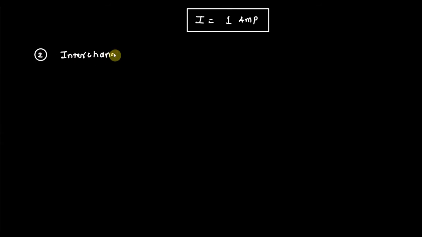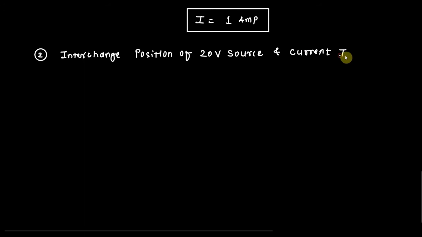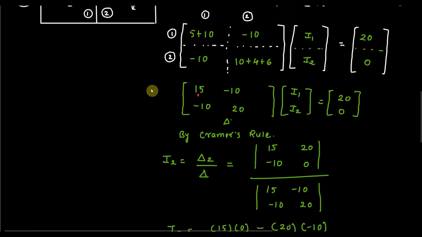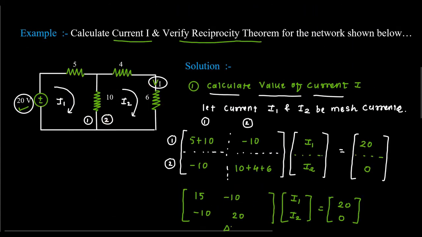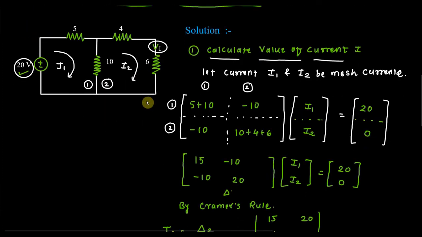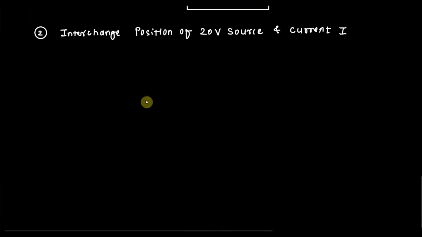Okay, so in the second step, I will interchange the position of the 20-volt source and current I. Right? What we have to do? We have to interchange the position of these two, and we will draw the circuit. Okay, so the resistances will be the same. Okay, so I will draw the circuit.